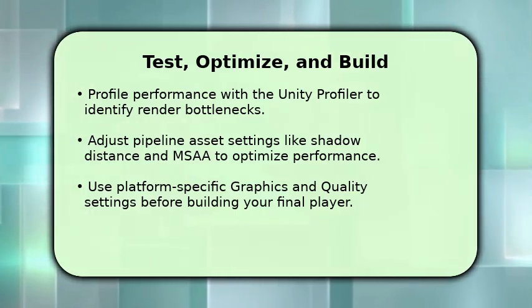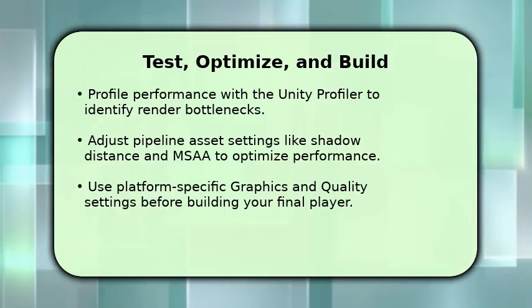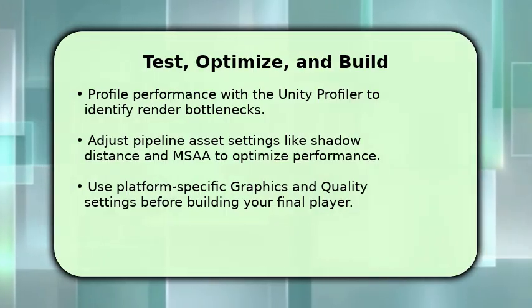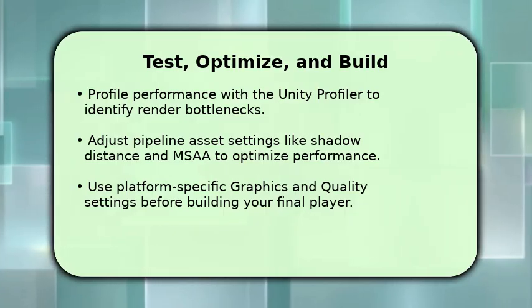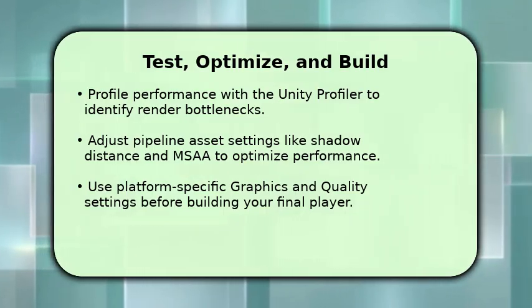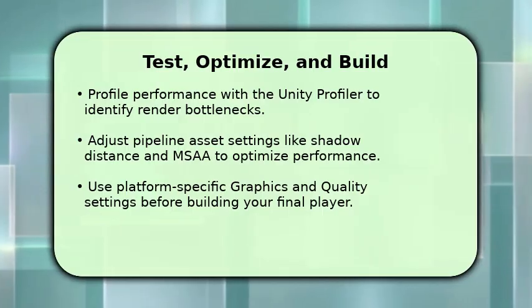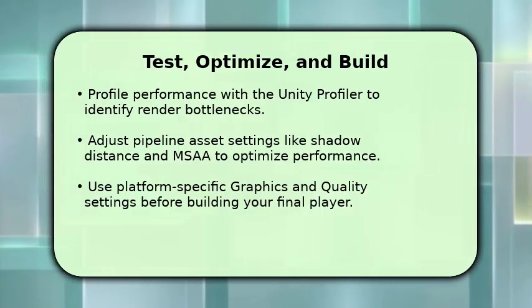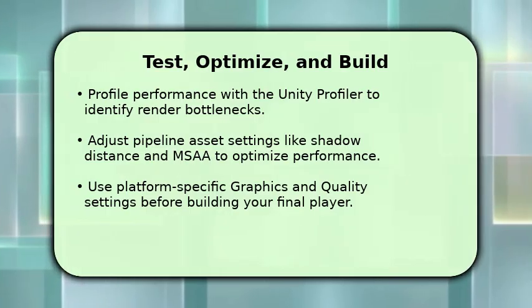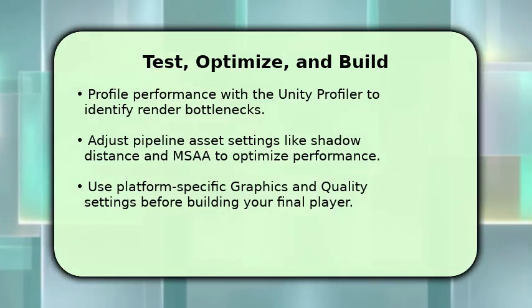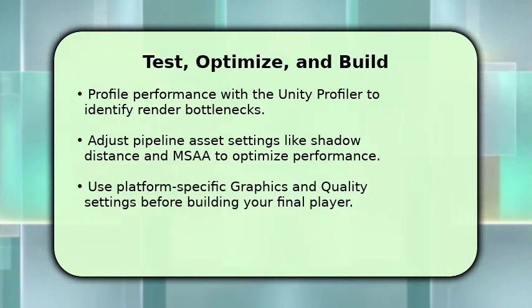Tweak pipeline asset settings such as shadow distance, lighting quality, and MSAA to improve performance and visual quality balance. Verify post-processing volumes and HDR color spaces are configured correctly for your chosen pipeline. Finally, set platform-specific graphics and quality settings and build a test player for final validation.